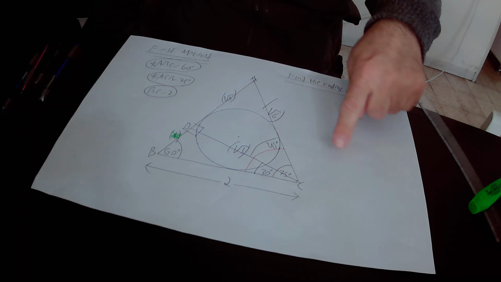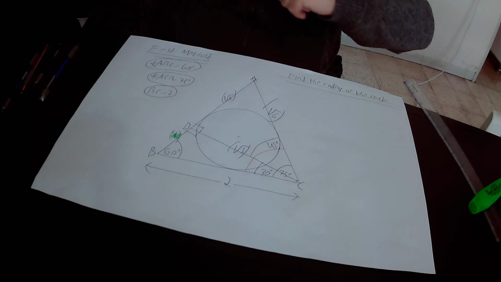Then I copied the right triangle ACD onto a new page and we analyze this right triangle ACD.